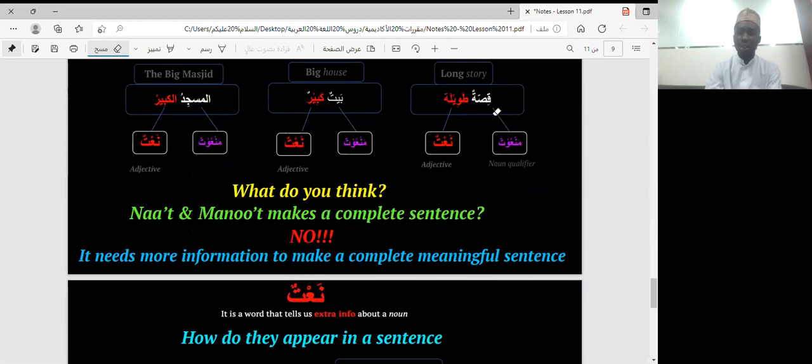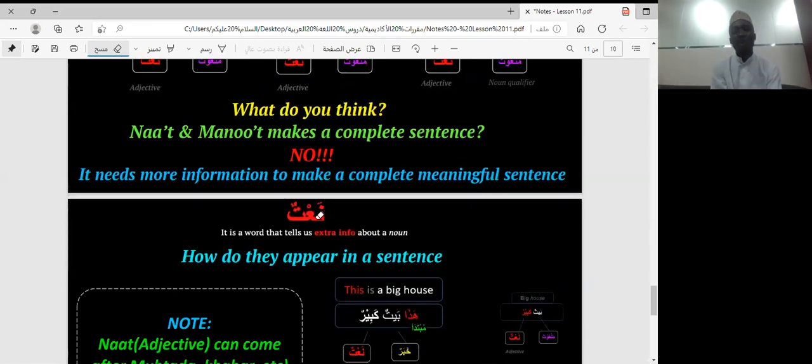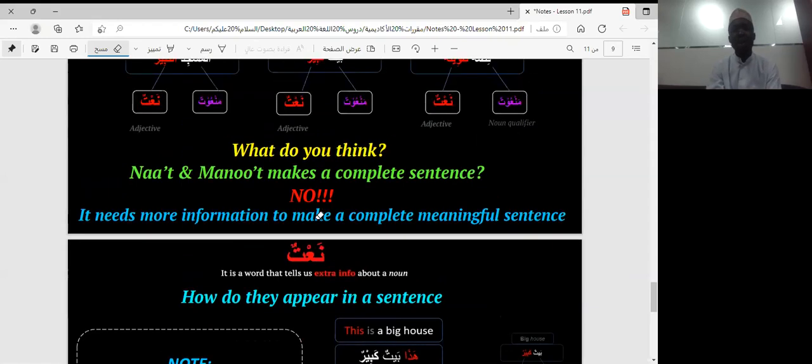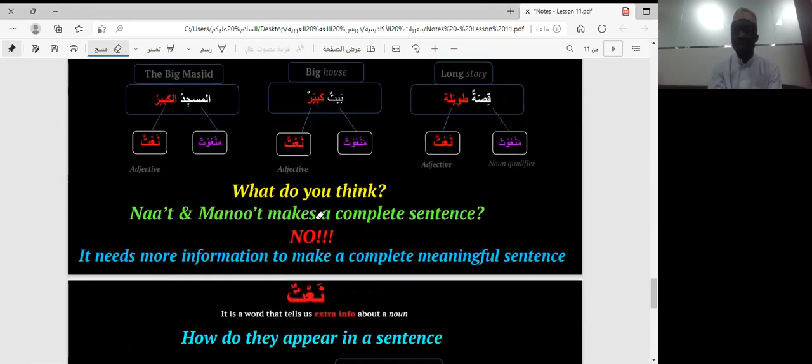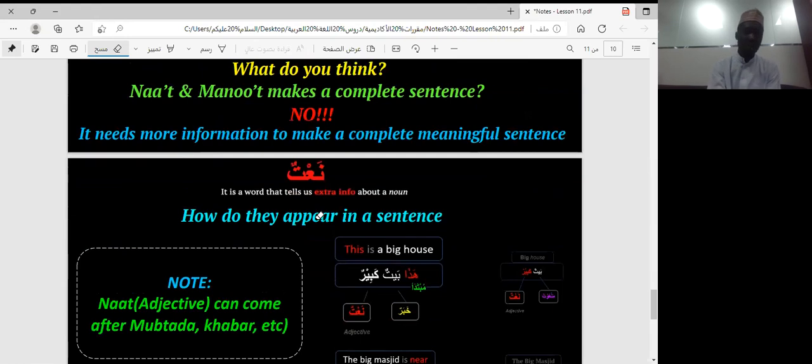Qissatun tawilatun. Qissatun is man'ut. Tawilatun is na'at. Baytun is man'ut. Baytun kabirun. Baytun is man'ut. Kabirun is na'at. Al-masjidu al-kabiru, the big masjid. So what do you think? Do na'at and man'ut make a complete sense? No, it doesn't. When you say the big house, it doesn't make a complete sense. When you say qissatun qasiratun, long story, it doesn't make a complete sense. It needs more information to make a complete meaningful sentence.